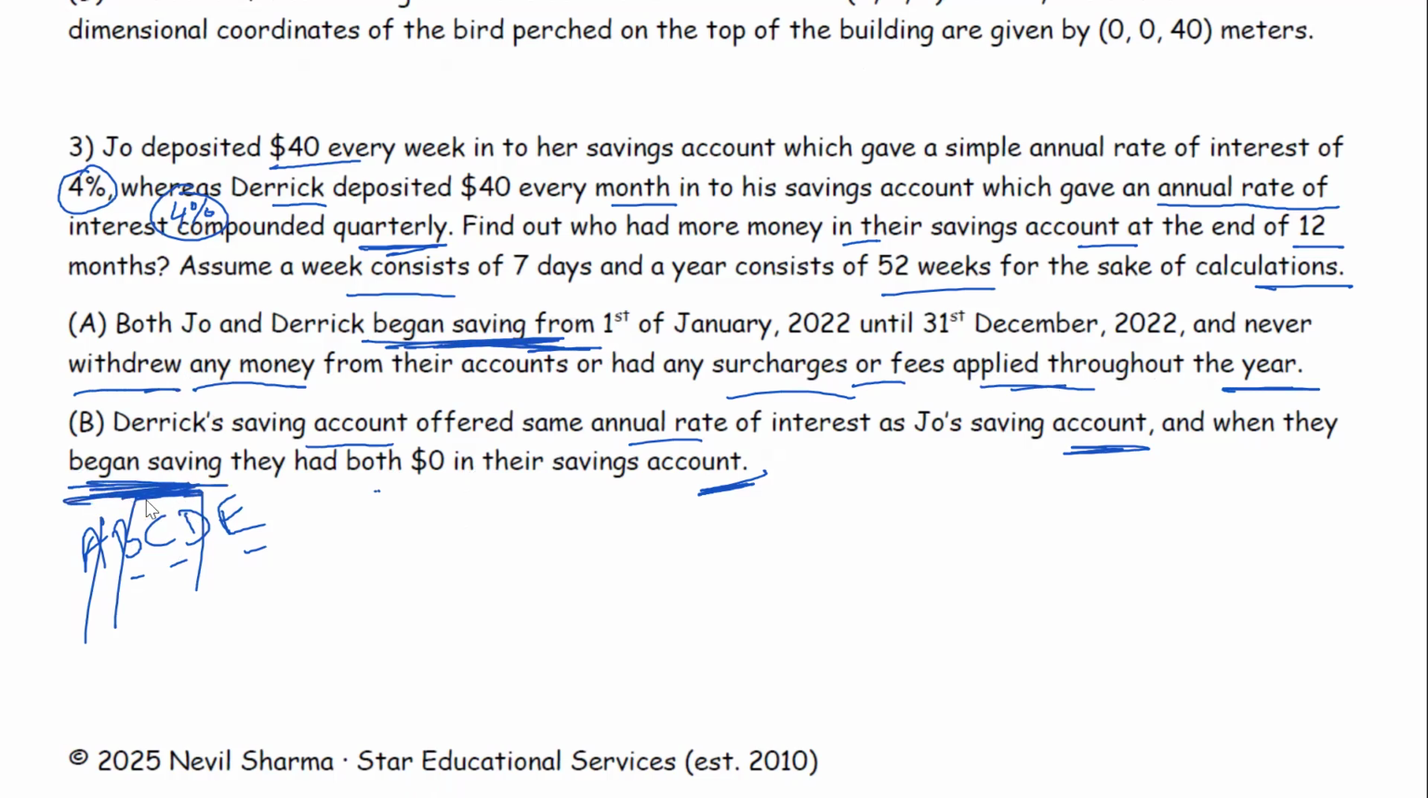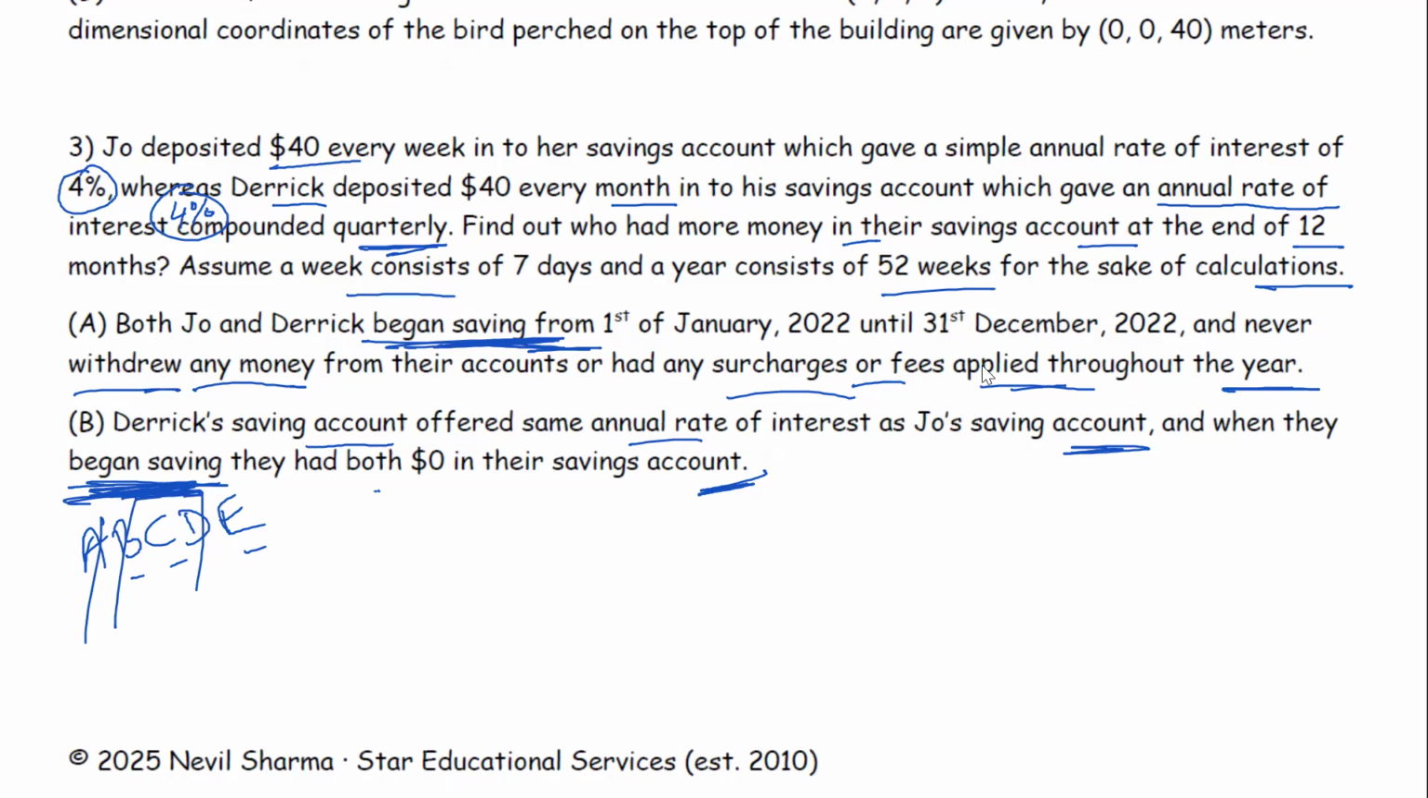Because when they began saving, that began saving part, what if they were saving this from a long time back, right? And we are only asking about the 12 months. So let's say Joe and Derek have been saving since 2015, for example, right? So that is the crucial information again, because what they're asking is to find out who had more money in the savings account at the end of 12 months, right?